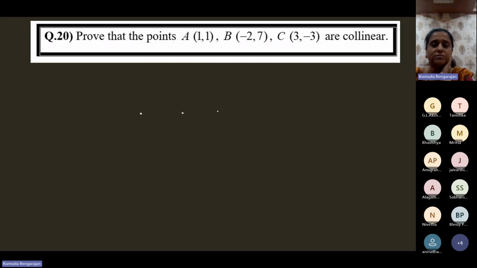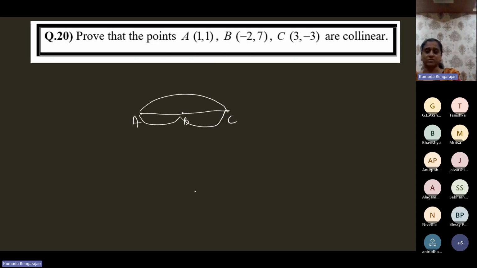Look at this. Now here we have 3 points, but the 3 points can be connected by the same straight line. Which means the 3 points are collinear. So what happens here? If you call this A, B, C, AB plus BC is equal to AC in the case of collinear points. So this is a check for collinearity.